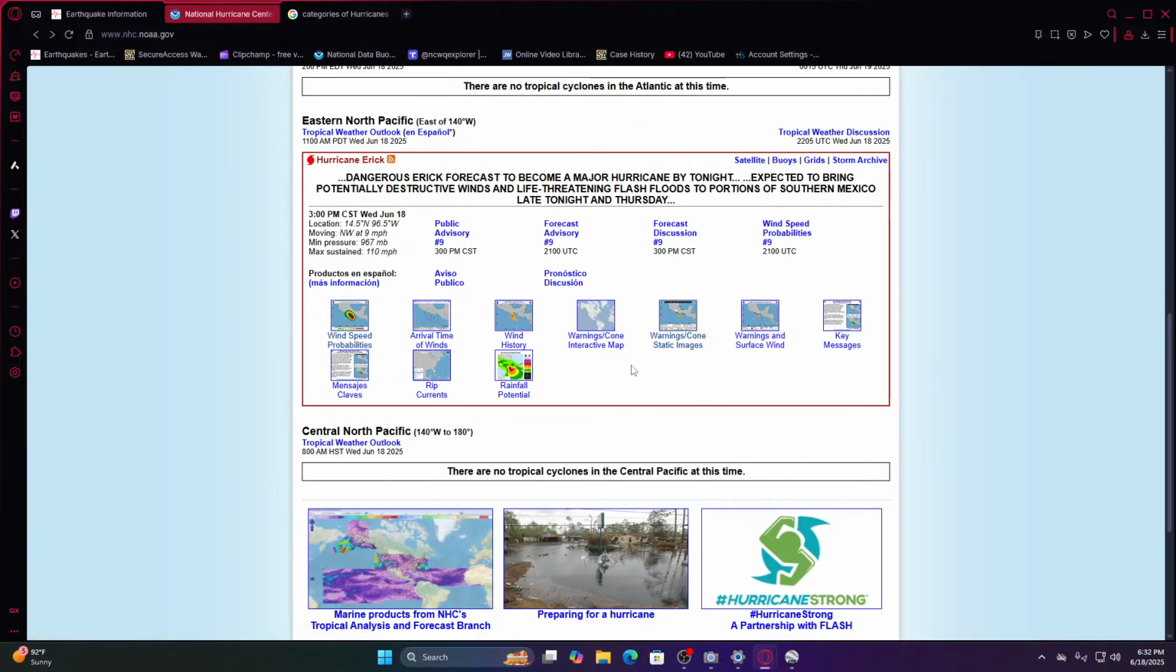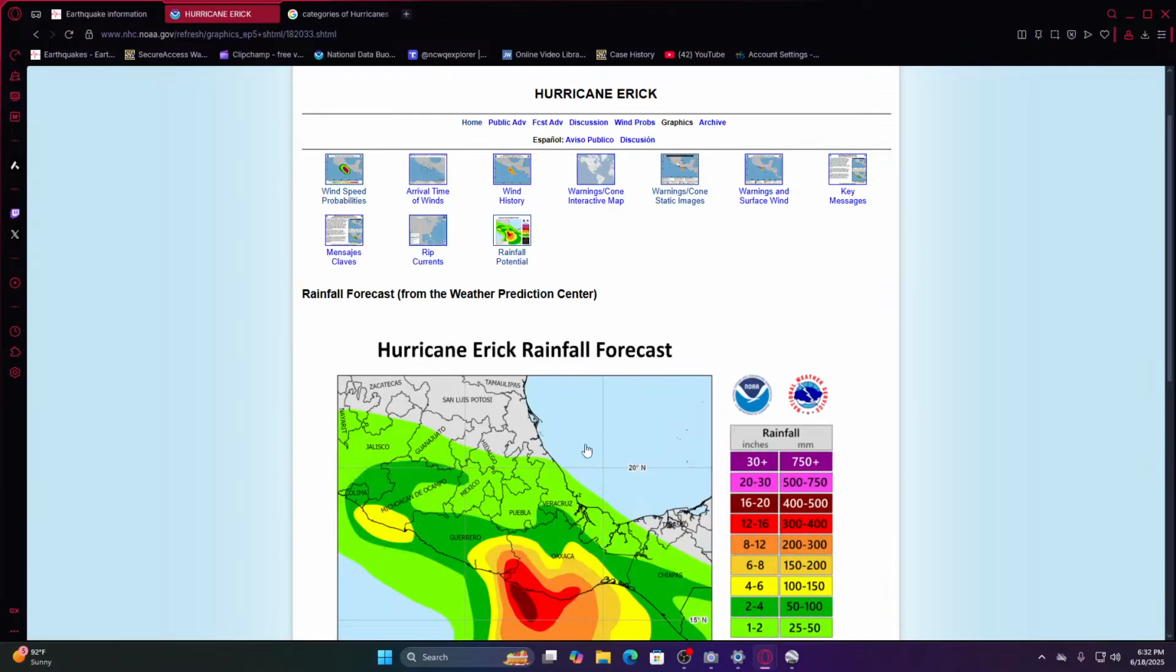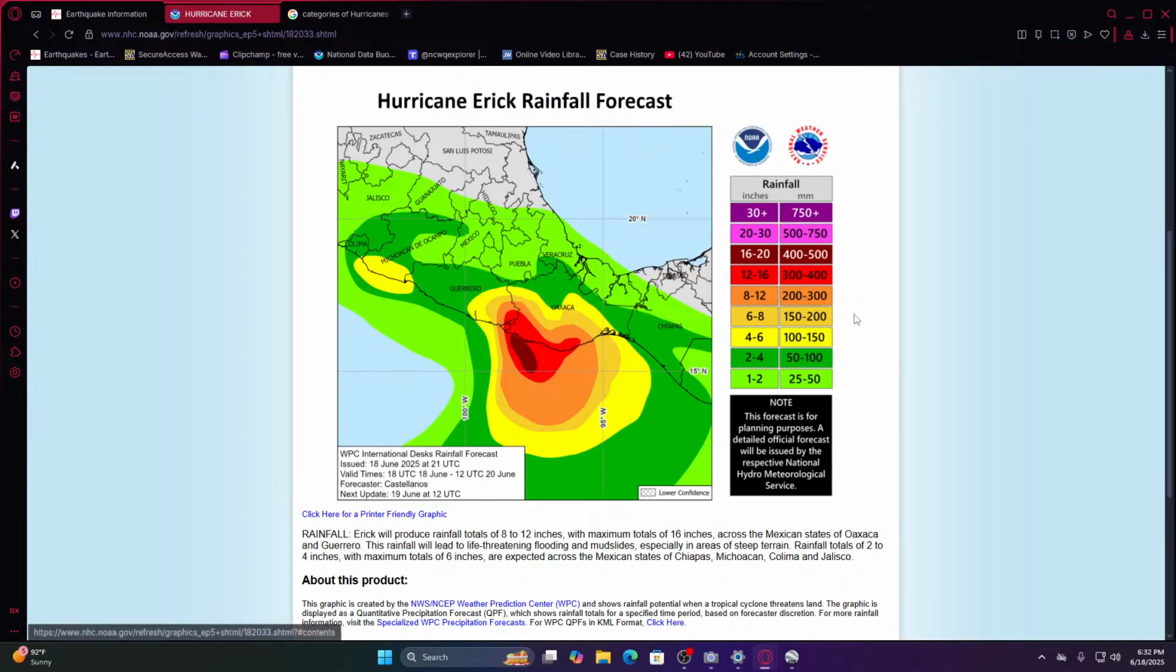Let's see, what am I looking for? Rainfall potential. Here's your rainfall potential. Rainfall potential is 12 to 16 inches of rain, or 300 to 400 millimeters, on the coast here. And you got this 16 to 20 inches, 400 to 500 millimeters, right here offshore, but the red is showing 12 to 16 inches, or 300 to 400 millimeters of rain. So that is something to keep an eye on.